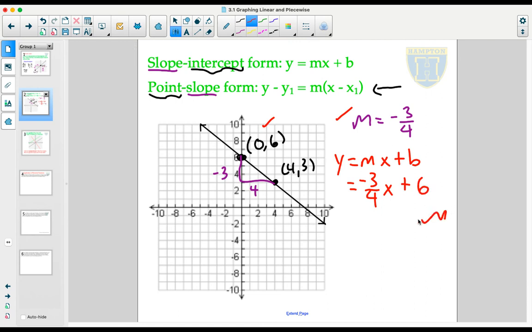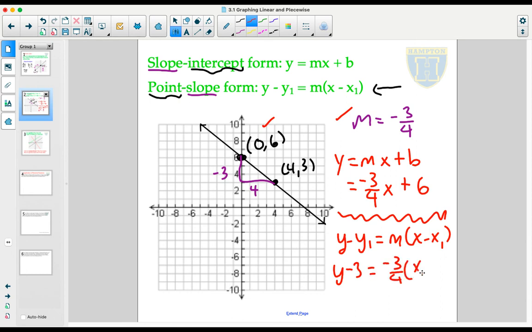In the event that I didn't have the intercept, and I needed to use the point-slope form, I can do that with the other point that I identified. We subtract the y-coordinate, we use the slope again, and on the inside of the parentheses, we subtract the x-coordinate. A little bit of careful algebra would reveal that the simplified version of this equation is exactly the same as its slope-intercept form.